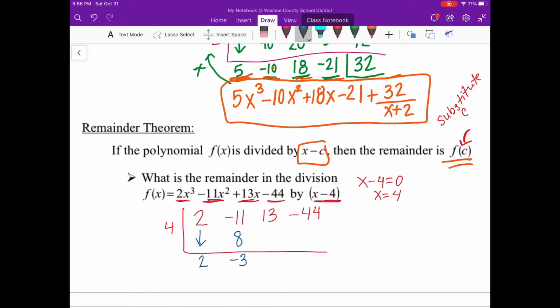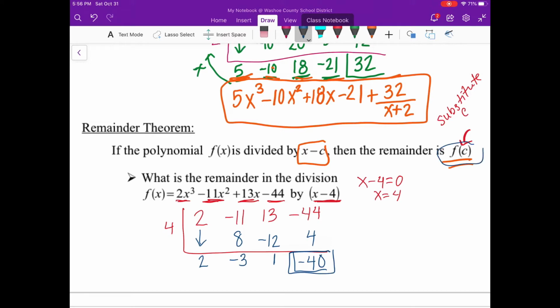Multiply. Negative 3 times 4 is a negative 12. Add 13 plus negative 12 is 1. 1 times 4 is 4. And I add and I get negative 40. Okay? So here is my answer. The remainder, negative 40, is actually going to be my solution. Whatever my remainder is, that is what f of c would be.